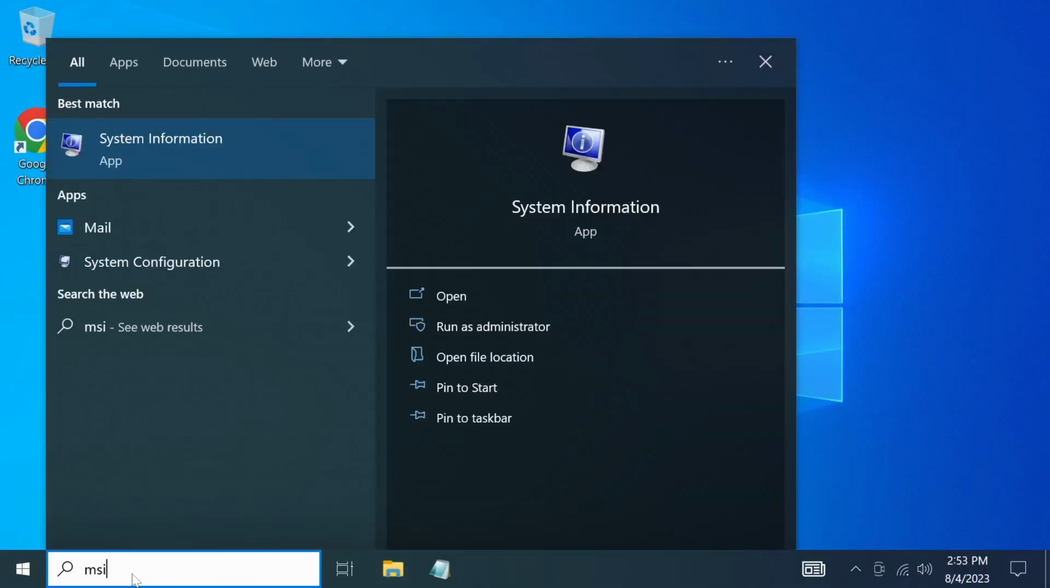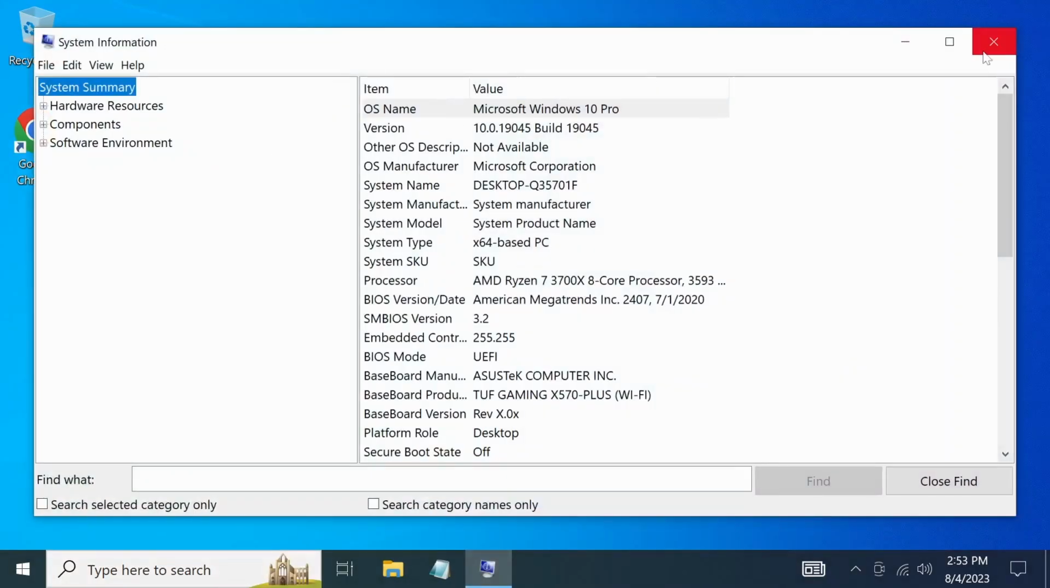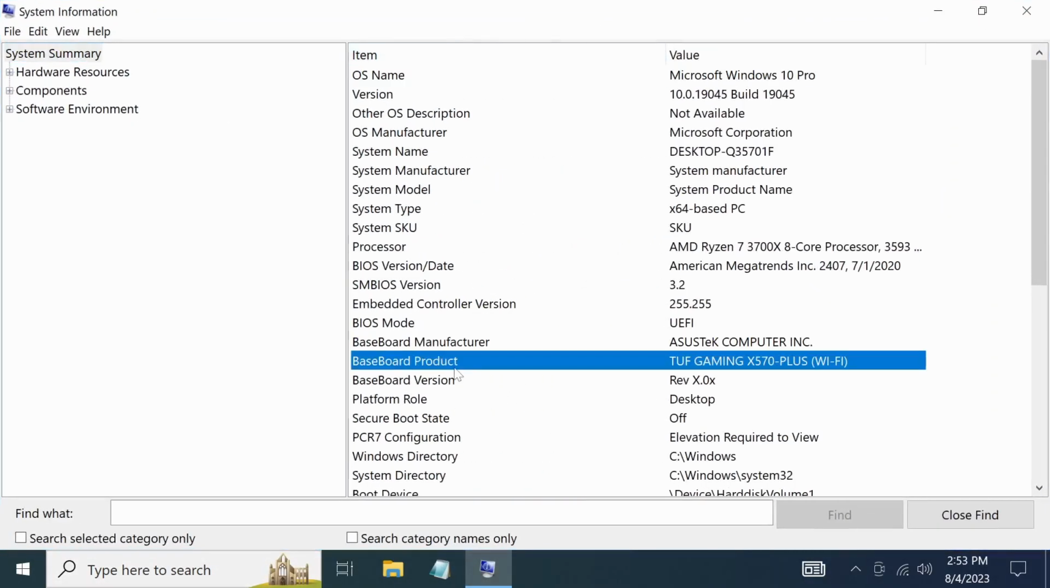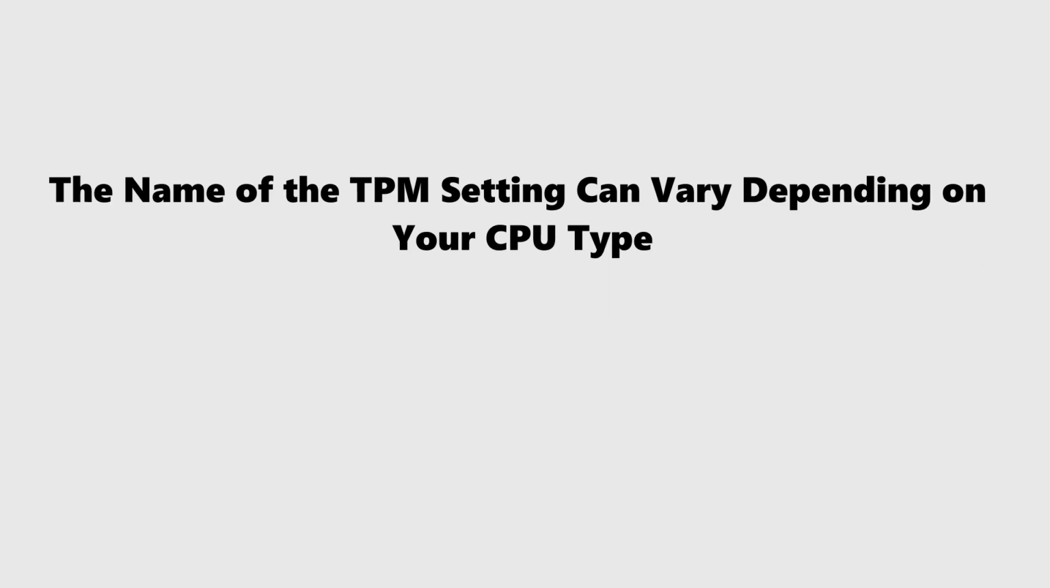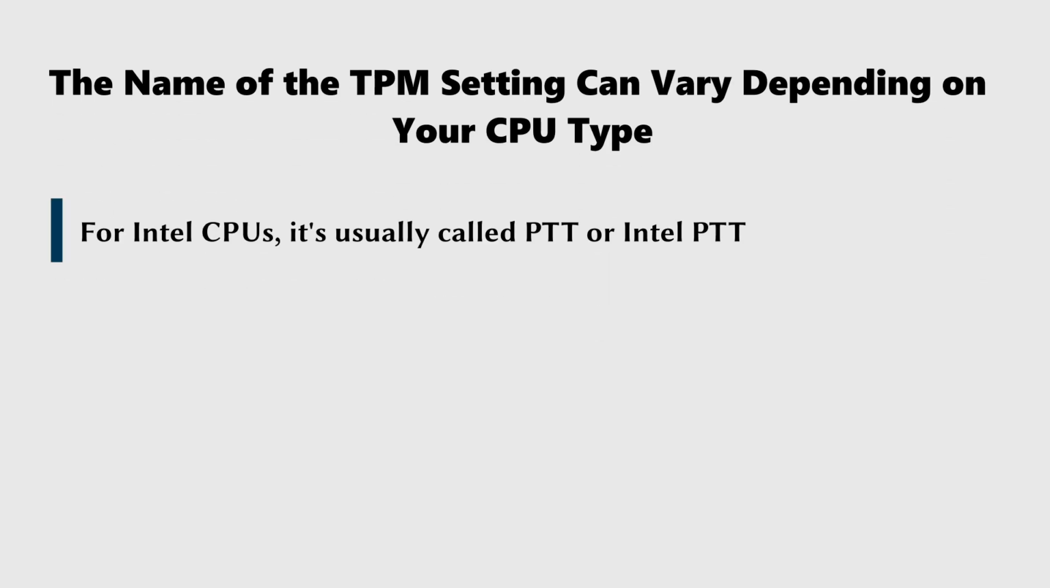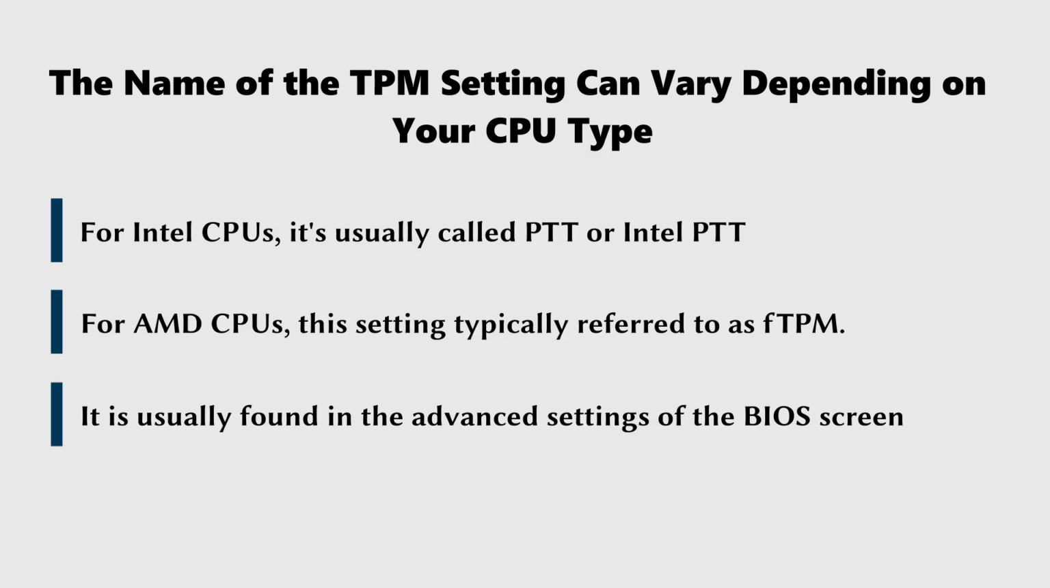To find out if your CPU supports TPM, first check the motherboard model and then refer to the manufacturer's website or user manual. To enable TPM, you will need to enter the BIOS setup and locate the TPM setting. The name of the TPM setting can vary depending on your CPU type. For Intel CPUs, it's usually called PTT or Intel PTT, while for AMD CPUs, it's typically referred to as FTPM.